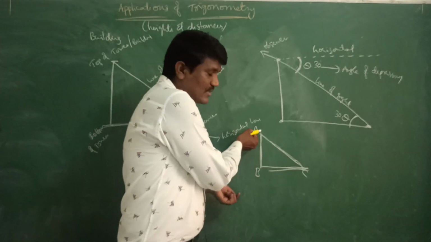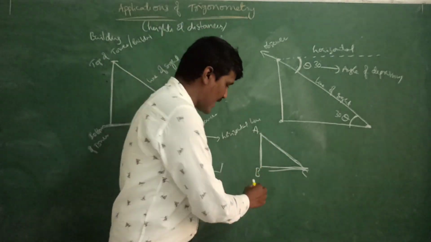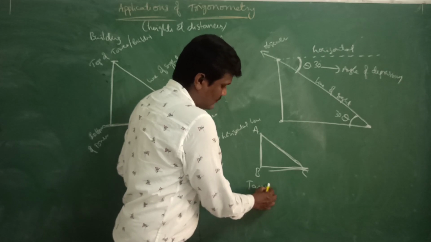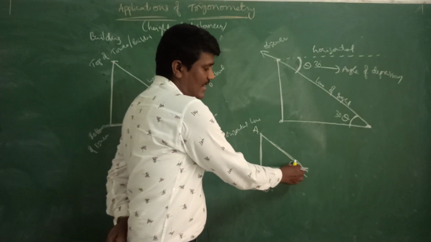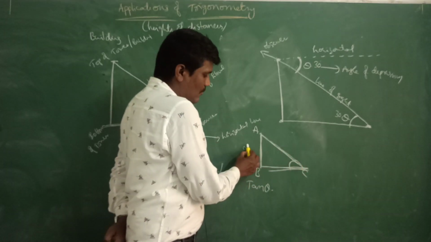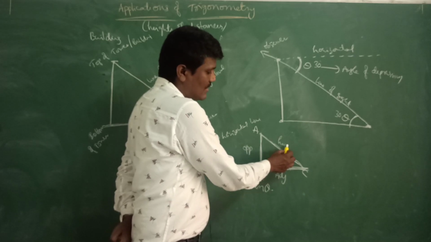So this is the height of a tower. Whenever they ask the height of a tower, you need to use tan theta. You know that if the angle of elevation is here, this is the opposite side, this is the adjacent side, and this is the hypotenuse.